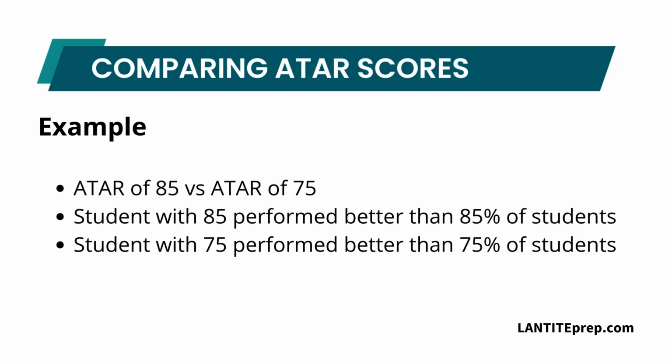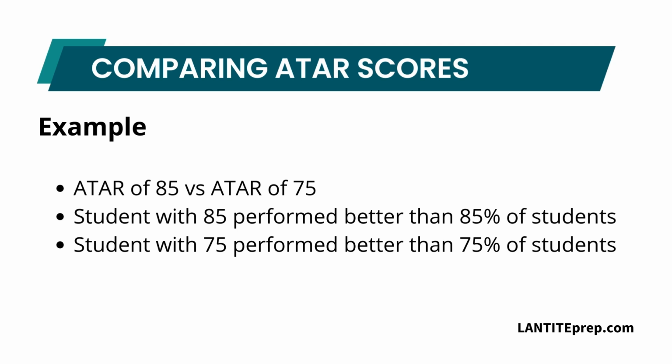Up next is comparing ATAR scores. Let's compare two students, one with an ATAR of 85 and the other with an ATAR of 75. The student with an ATAR of 85 outperformed 85% of their cohort, while the student with an ATAR of 75 outperformed 75%. The difference between these two is significant, even though their raw scores might not be dramatically different.